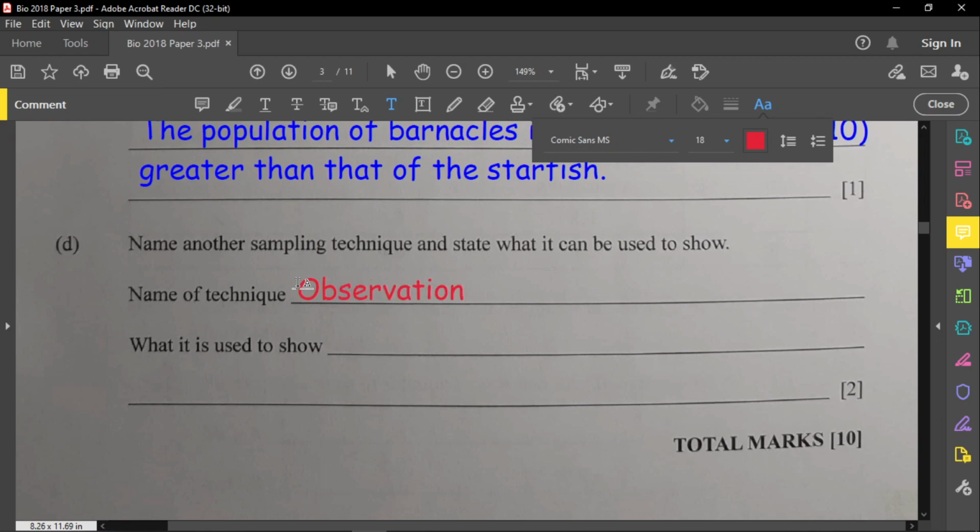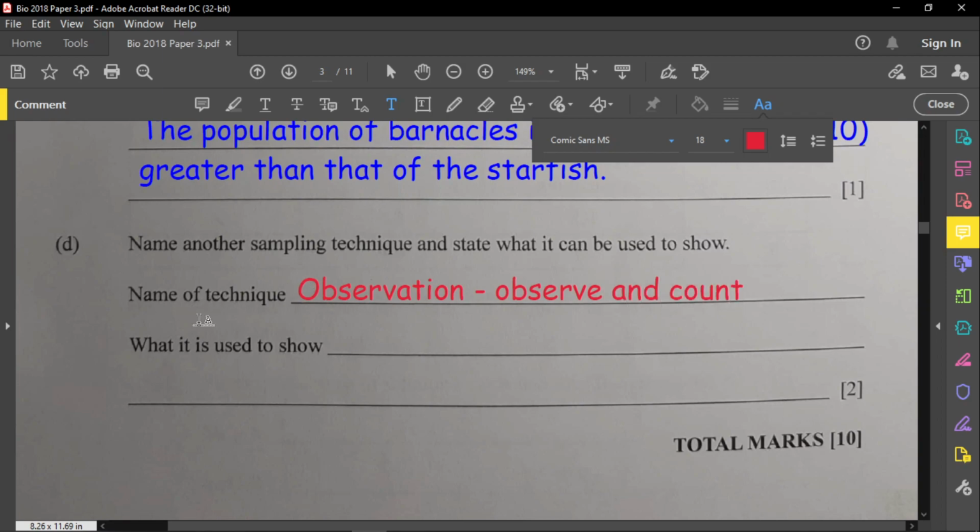Observation is simply to observe the organism in its habitat and you make a count. So observe and count. I'm going to see how best I could put all of them in, or most of them. So you observe and count. That's how you do it.